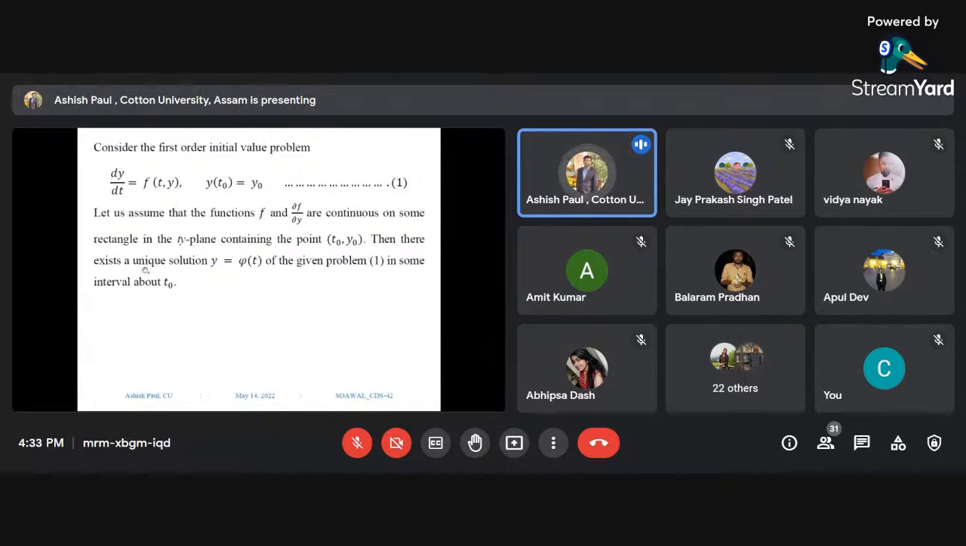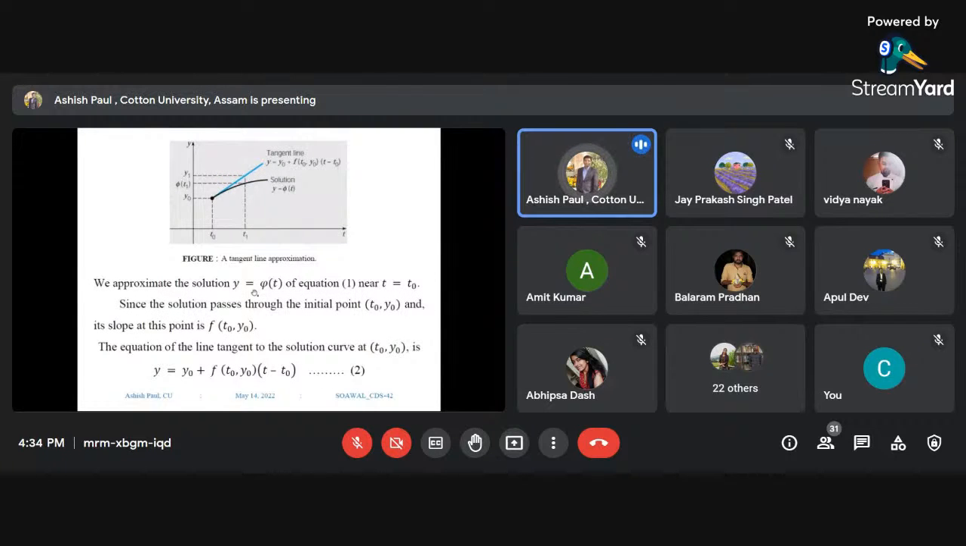Then there exists a unique solution y is equal to phi t of the given problem 1 in some interval about t is equal to t naught. So once we are sure that the solution exists, then you can approach for the solution of this IVP 1. Now this is the geometrical interpretation of how the solution can be obtained by this method.